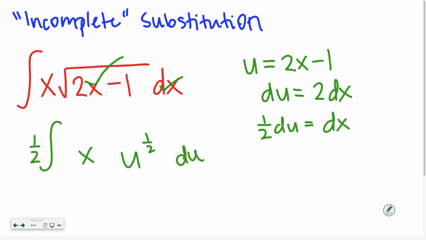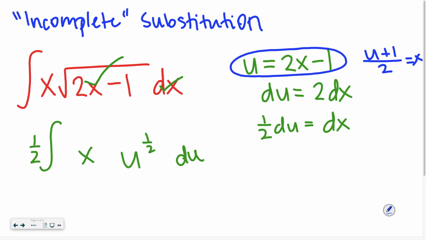Our ship totally sunk. Could we sub x for a version of u? If we know that u is 2x minus 1, could we make this u plus 1 over 2 equals x and sub that in, and now we're all the way in terms of u. How did I get that? Right? I added 1, divided it all by 2.